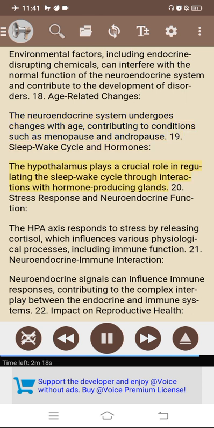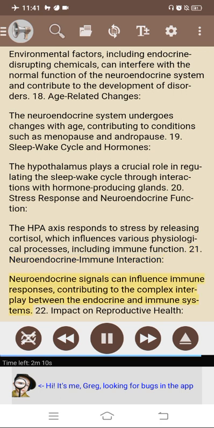19. Sleep-wake cycle and hormones. The hypothalamus plays a crucial role in regulating the sleep-wake cycle through interactions with hormone-producing glands. 20. Stress response and neuroendocrine function. The HPA axis responds to stress by releasing cortisol, which influences various physiological processes, including immune function. 21. Neuroendocrine immune interaction. Neuroendocrine signals can influence immune responses, contributing to the complex interplay between the endocrine and immune systems.